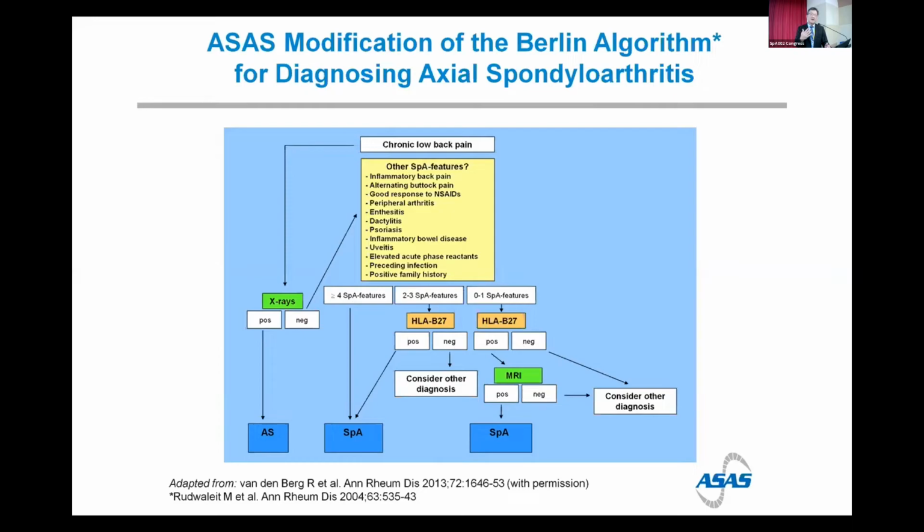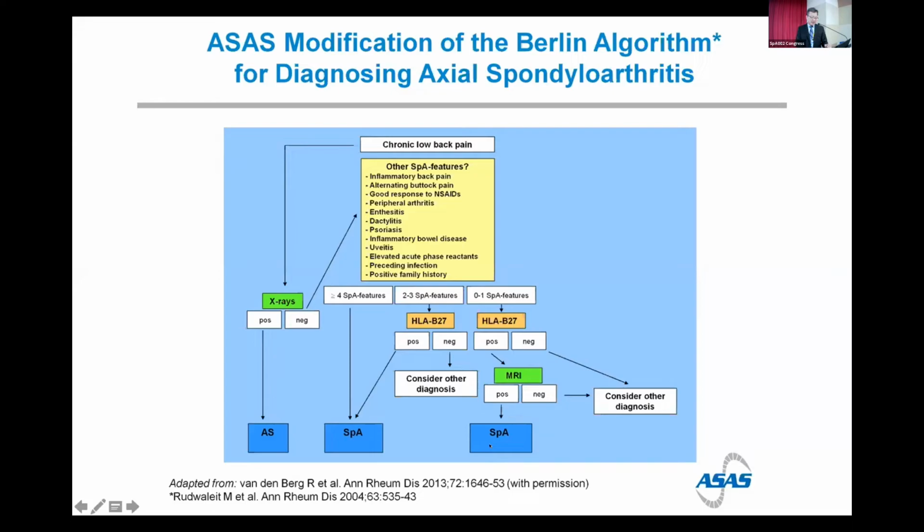But if you only have 2 to 3, then you need a laboratory test, especially HLA-B27. If B27 positive, then you get a diagnosis. Yes, it's non-radiographic axial SpA. But if B27 negative, no. So then the conclusion is you consider other diagnoses. But in some cases, you only have 1 SpA feature or even 0, then you need B27 and also the image information, especially MRI, to get a diagnosis of non-radiographic axial SpA.